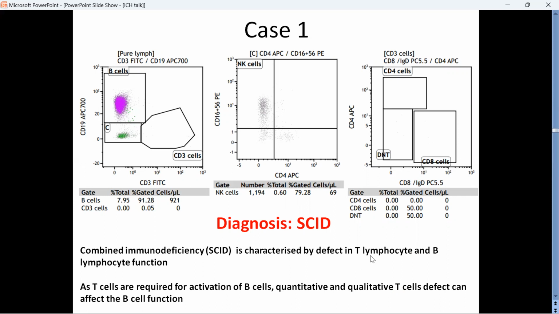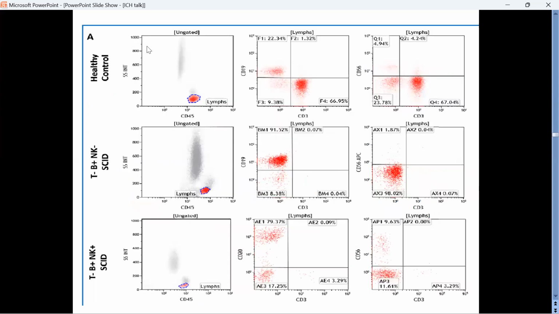It is characterized by a defect in T lymphocyte and B lymphocyte function. I repeat, though the B cells are present, if the T cells are not there, the function of B cells will be deranged because you need T cells for activating the B cells. That is why, though you have B cells, we still call this combined immunodeficiency. As T cells are required for the activation of B cells, a quantitative and qualitative T cell defect can affect the B cell function. So the first case, the diagnosis is SCID, and this is how we diagnose it by flow cytometry. Okay, now I'll show you some different ones.